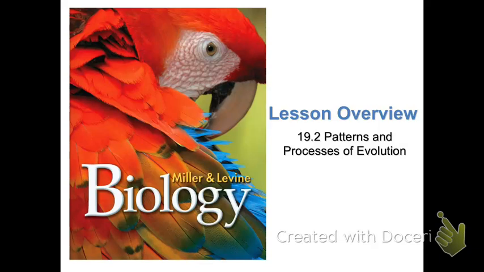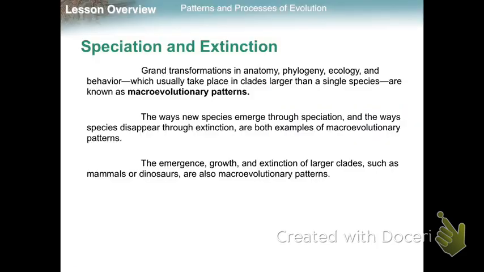Patterns and processes of evolution include lots of different vocabulary words that we'll go through today. So macroevolution is what we talk about in speciation, the way species disappear through extinction, emergence, growth, and extinction of larger clades such as mammals or dinosaurs.